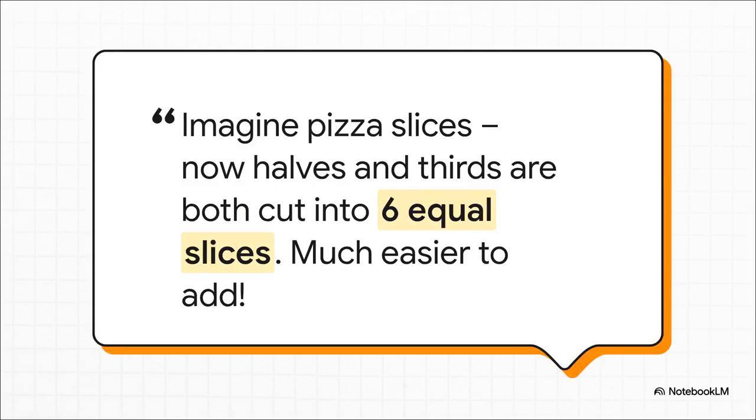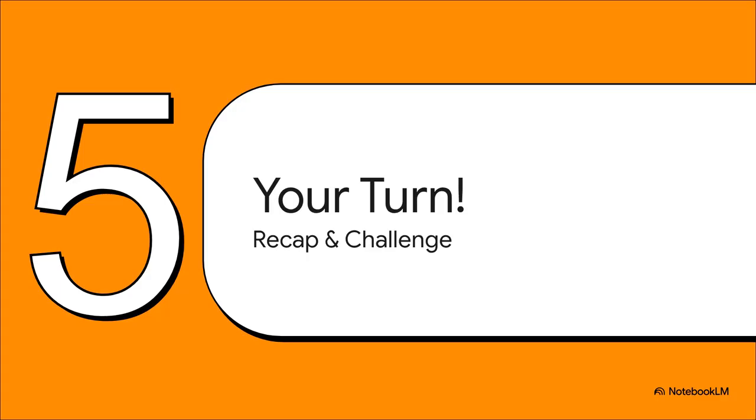Let's go back to our pizza one last time. All we really did was take both of those pizzas and imagine slicing them up into 6 perfectly equal slices. Now, your 3 slices and your friend's 2 slices are all the exact same size. It's so much easier to see that together, you have 5 of those slices, 5/6 of a pizza. All right, you've seen how it's done, you've seen the method. Now I think it's your turn. Let's do a quick recap and then I've got a final challenge for you.